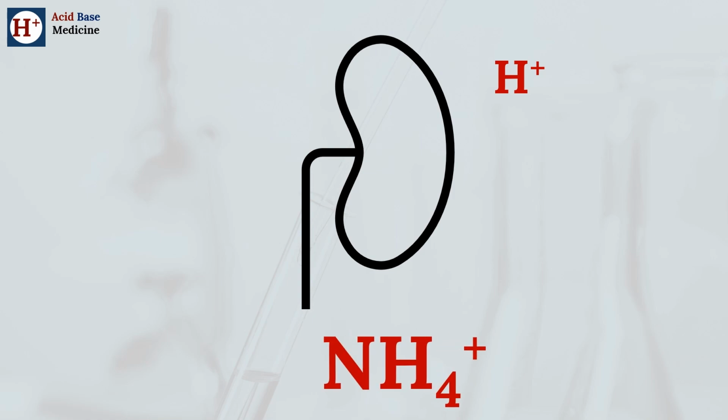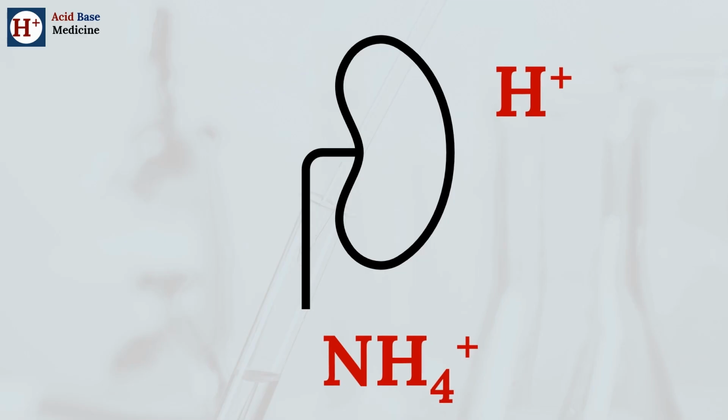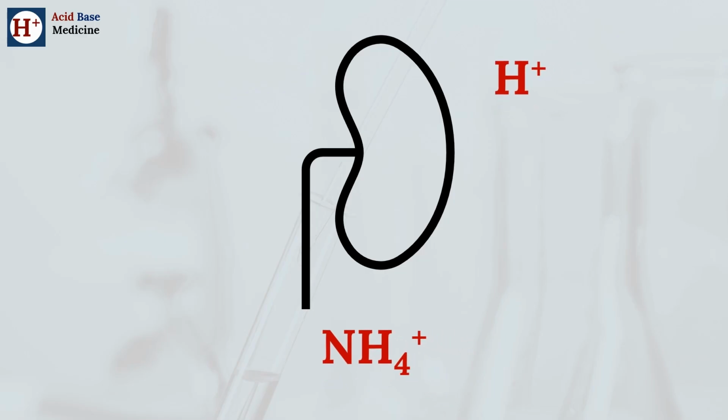Ammonium is the most important form of acid excretion by the kidneys. Ammonium excretion is the primary mechanism by which the kidneys excrete acid, playing a crucial role in maintaining acid-base balance. Under normal conditions and in response to acid-base disturbances, renal ammonium excretion is quantitatively the predominant component of renal net acid excretion.